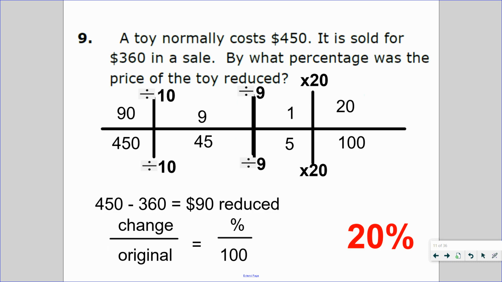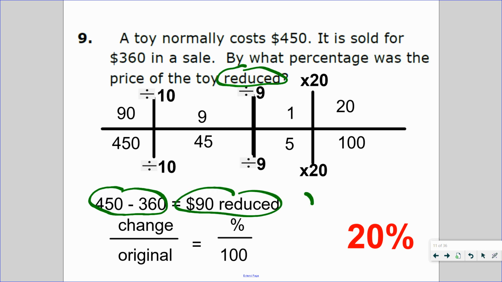Number 9, a toy normally costs $450. It is sold for $360 in the sale. By what percentage was the price of the toy reduced? Reduced means decrease. So how did it drop in price? Well, first of all, it was $450. If we subtract this, it reduced $90 out of what was the original price, $450. So we have it reduced $90. It started at 450.